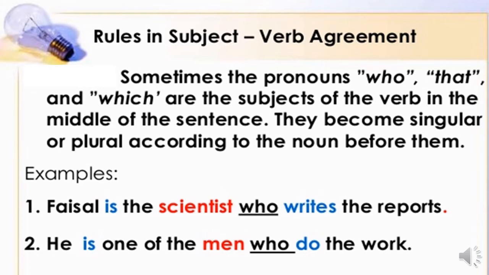So here, when we have pronouns like who, that, and which as the subjects of the verb in the middle of the sentence, they become singular or plural based on the noun which is used before them. Here we just have scientist before who, so that's why we have writes, because it is in singular form. And then in the second sentence we have men in plural form, and that's why we have the plural verb do following who.